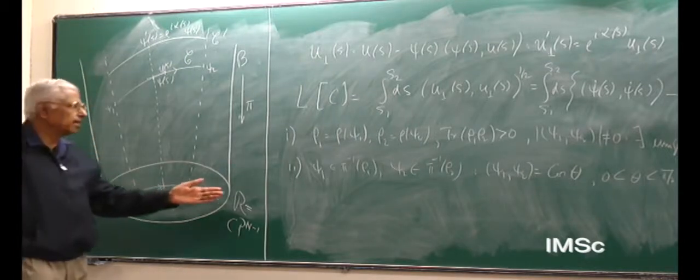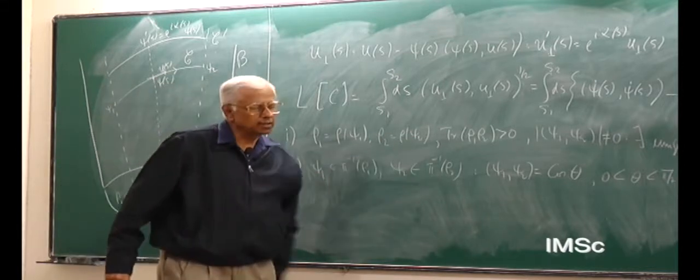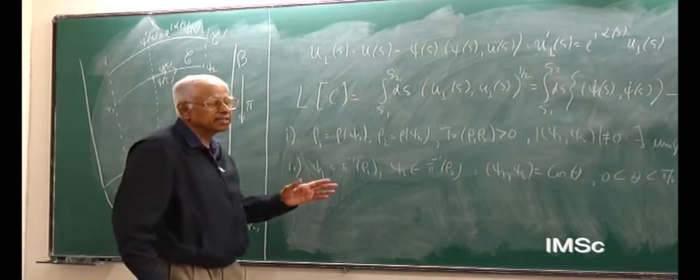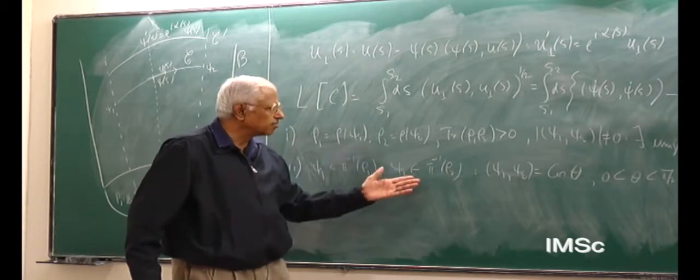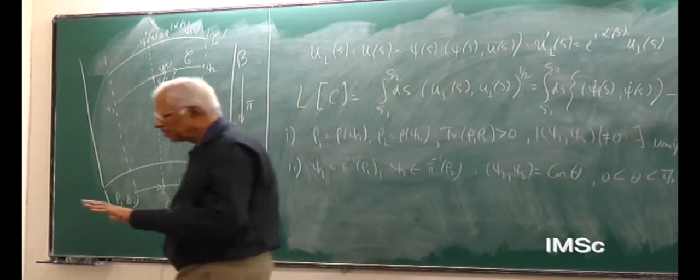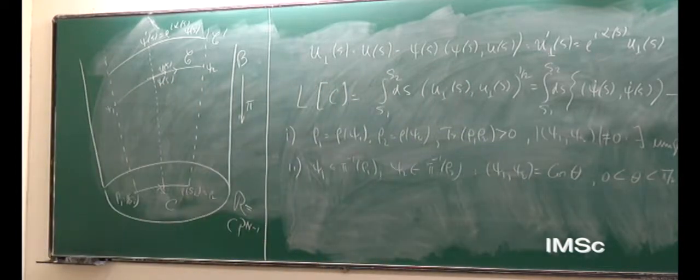And I am just saying, given two non-orthogonal points in the ray space, let us choose psi 1 sitting on top of rho 1 and psi 2 on top of rho 2 in such a way that they are in phase with one another in the Pancharatnam sense.